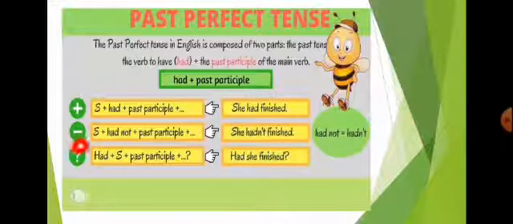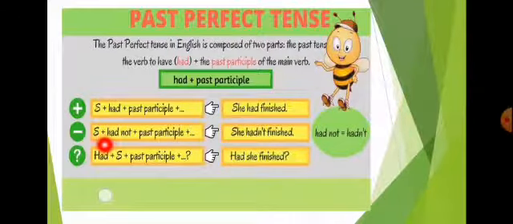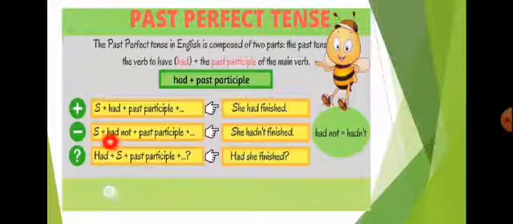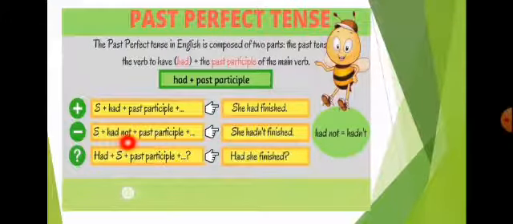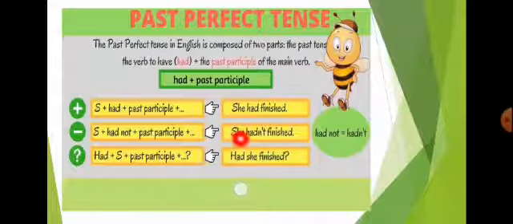For making negative sentences, first we will write subject, then had, and for making a negative sentence, we will write not, then past participle, then object. She had not finished. She is subject, had is the helping verb of past perfect tense, not, we will add not for making a negative sentence, and then finished. It is a past participle, means third form of the verb.